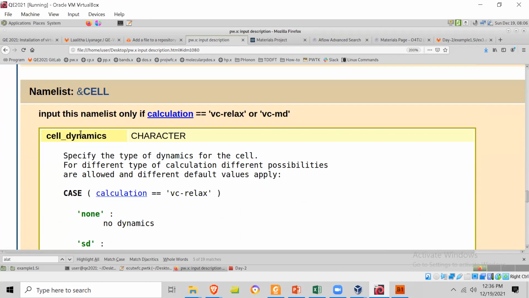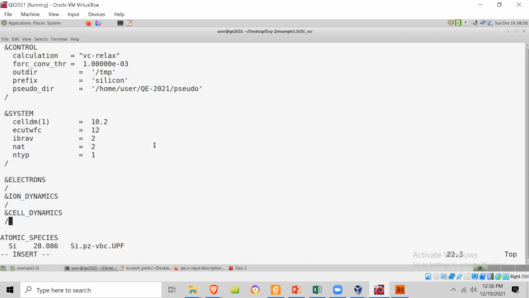It's not cell dynamics, it's cell, sorry, I mixed it up. This is cell, and this is ions. So here you say ion dynamics, give BFGS, and for cell, you can also give cell dynamics.